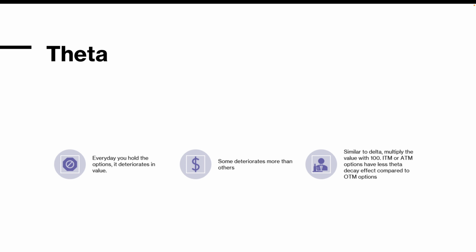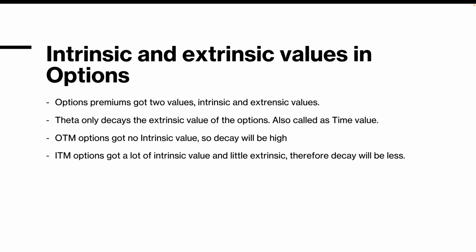Every day you hold your options, they deteriorate in value. There is this important point here: some deteriorate more than others. In the next slide, we're going to talk about which contracts deteriorate more and which deteriorate less. This is where intrinsic and extrinsic values come in. The options premiums you see, if you open your options contracts, like $300, $400, $500, all the money side, are nothing but two things glued together. We call them intrinsic value and extrinsic value.